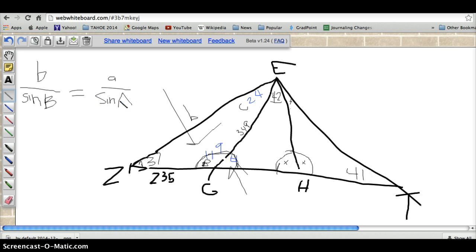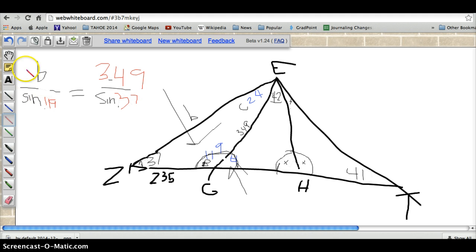Now, let's look at what we know. We know that B is 119, so I'm going to go ahead and put 119 here. And we know that side A is 349, so I'm going to put in 349. I know that angle A is equal to 37, so I'm going to put in the value 37.